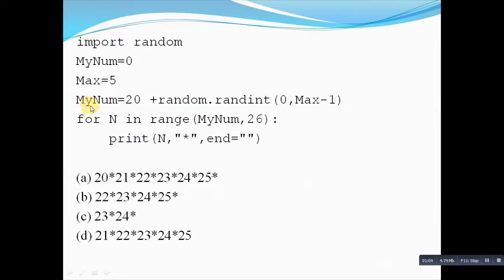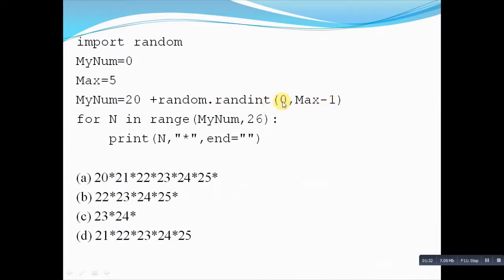Now here it is mynum equal to 20 plus random dot randint. In our previous case, you have seen that it was r dot. Here it is random dot. Why was it r dot in the previous case? Because we have seen that it was written like this, import random as r. So therefore r was used there. So random dot randint 0 to max minus 1.